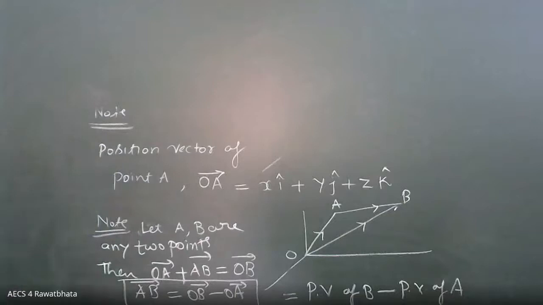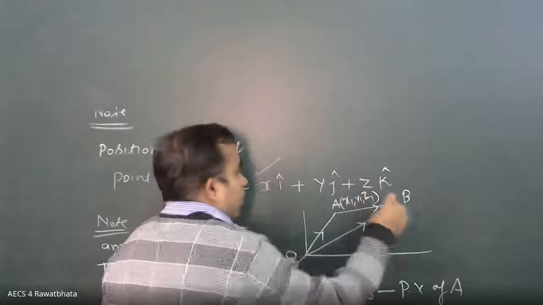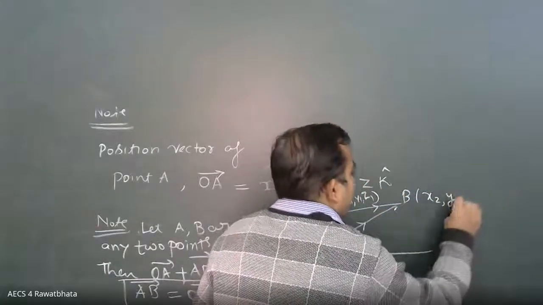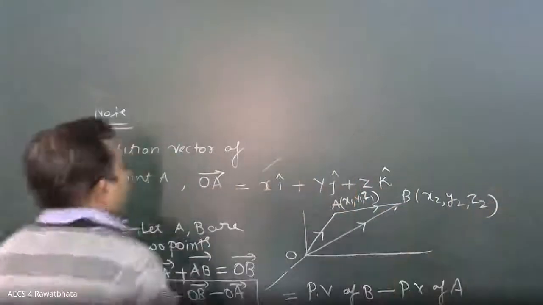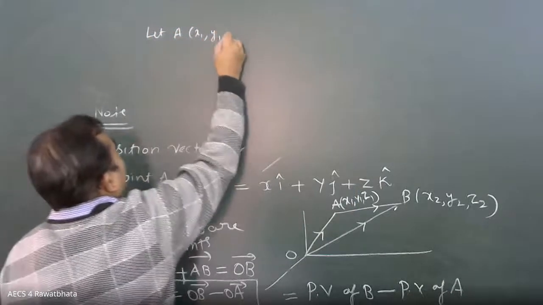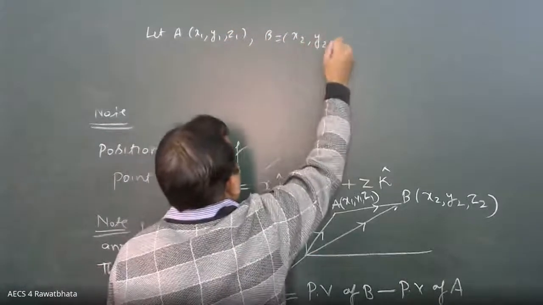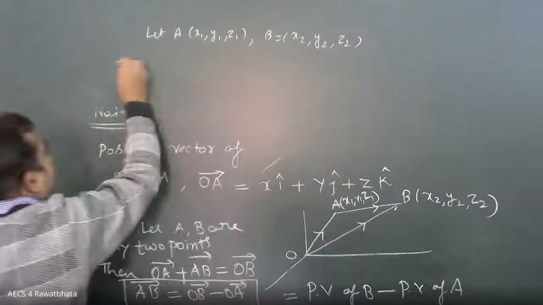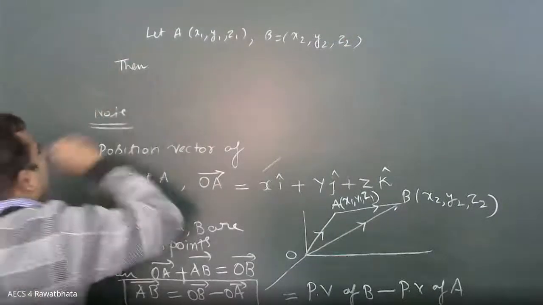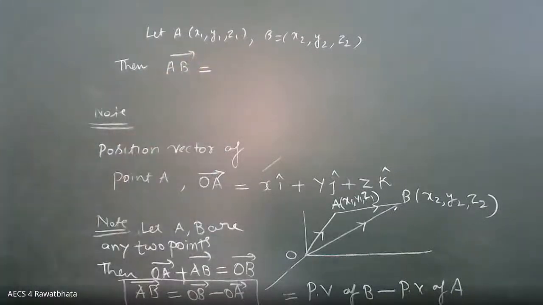Suppose A is x1, y1, z1, and B is x2, y2, z2. Then what should be the AB vector? Can someone tell me? What should be the AB vector?